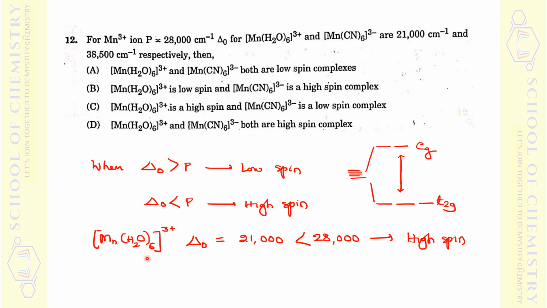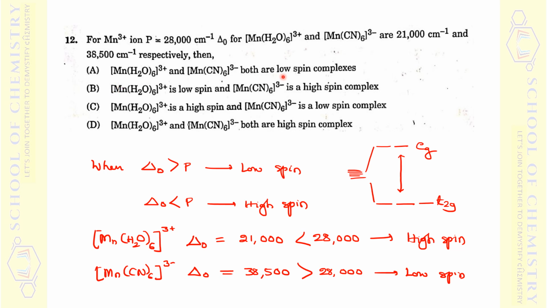Now if you consider Mn(H2O)6 3 plus, delta O is given to be 21,000, which is less than 28,000. So when delta O is less, it is a high spin complex. For the other complex, delta O is given to be 38,500 centimeter inverse, which is more than 28,000. So when delta O is more, it should be a low spin complex. So if you have decided correctly, you should choose the corresponding option appropriately.